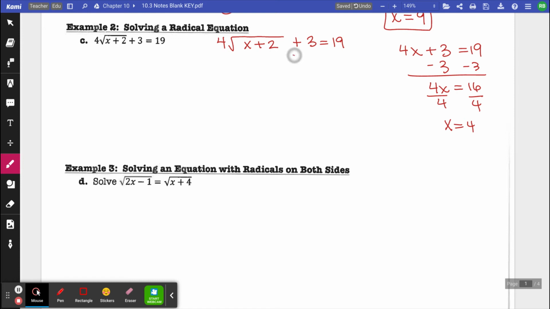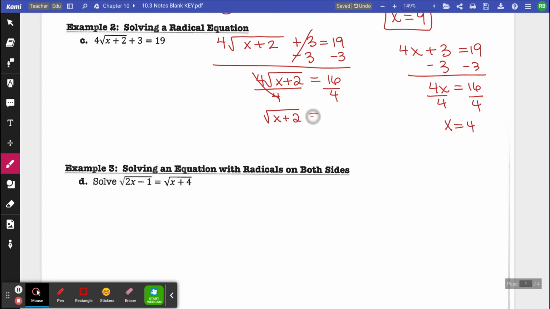So let's first subtract 3 to get the square root alone. So that goes away. We have 4 times the square root of x plus 2 is equal to 16. Now to get the square root alone, it's being multiplied to 4. So we divide by 4, and we have the square root of x plus 2 is equal to 4. At this point, we have isolated the radical. The only thing on the left side is a radical with the radicand inside.